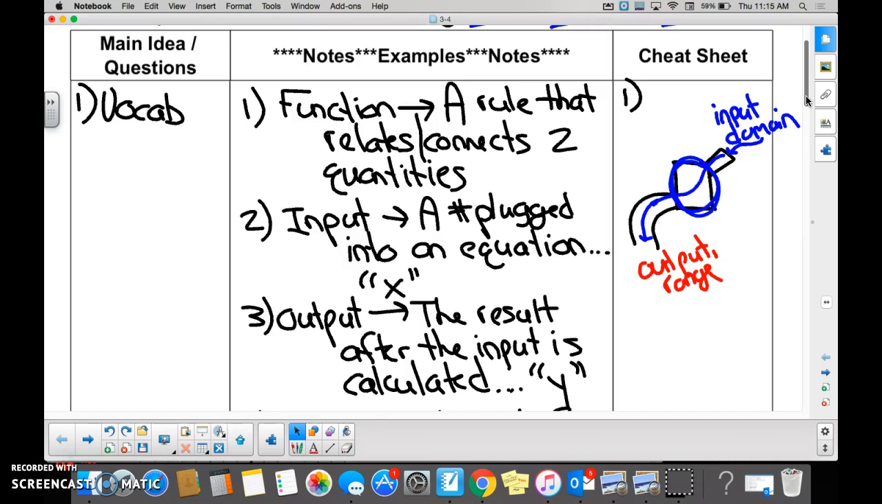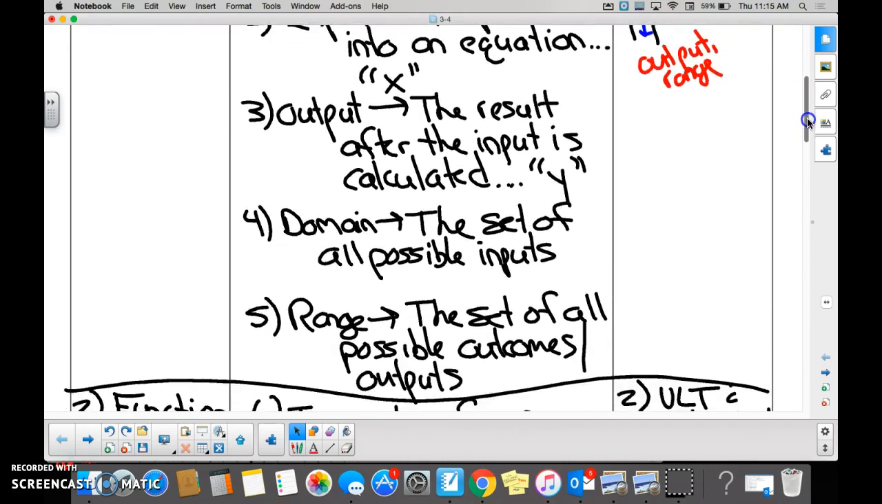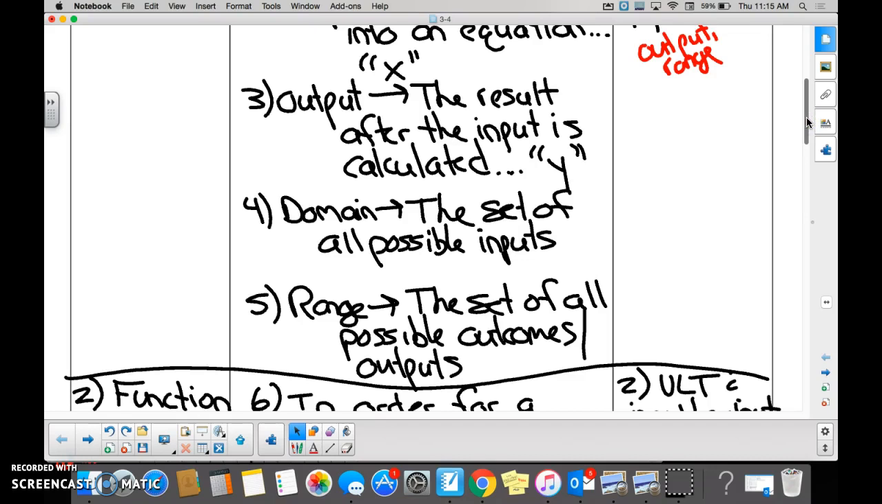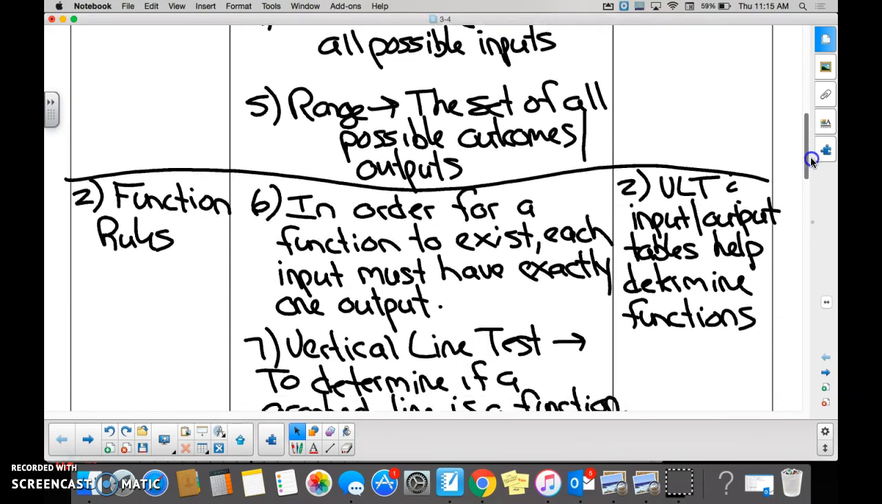Okay, so input would be that number you plug into an equation, or the x. The output would be the result, or the y. Could there be several inputs? Yes. We call that the domain. Okay, eyes up here. Could there be several outputs? Yes. We call that the range. And all of those are again going to coordinate or correspond with the x's or the y's in the slope-intercept equation.